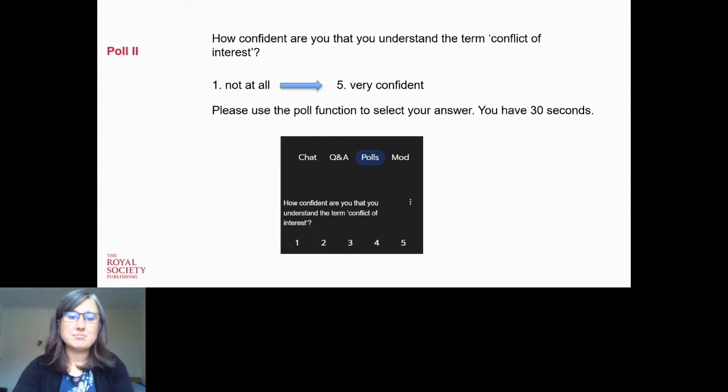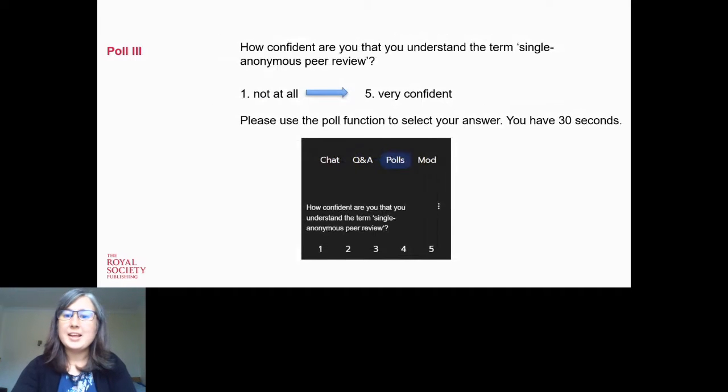All set. Thirdly, how confident are you that you understand the term single anonymous peer review?